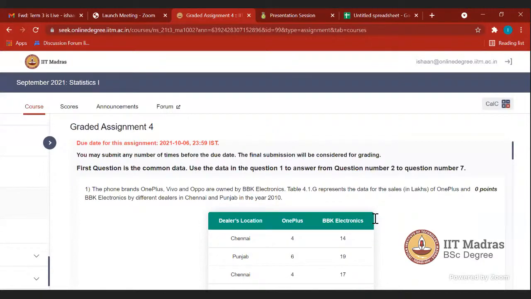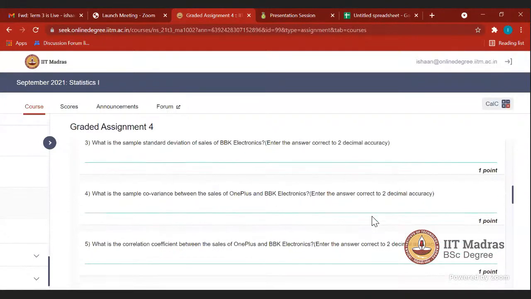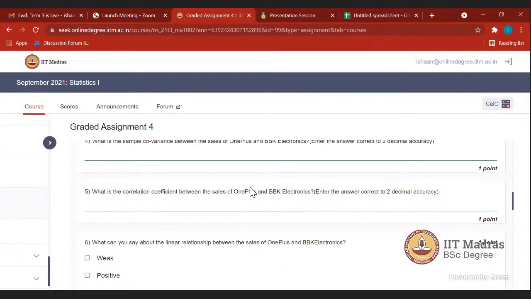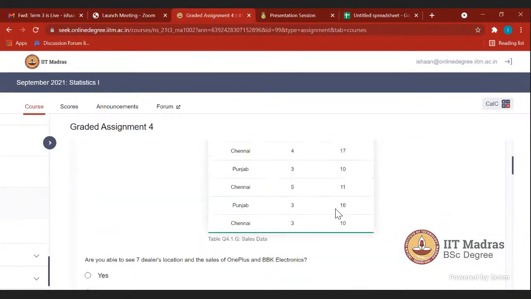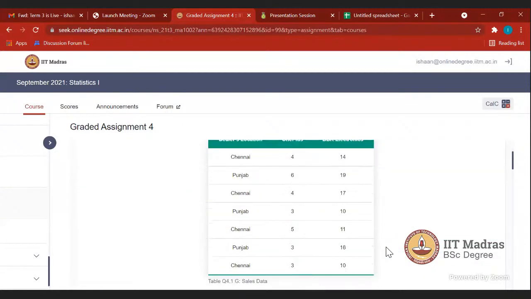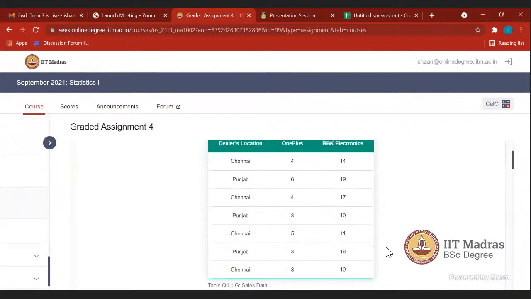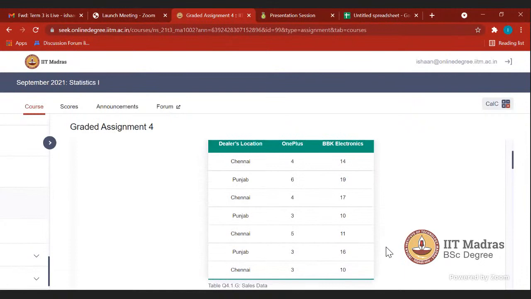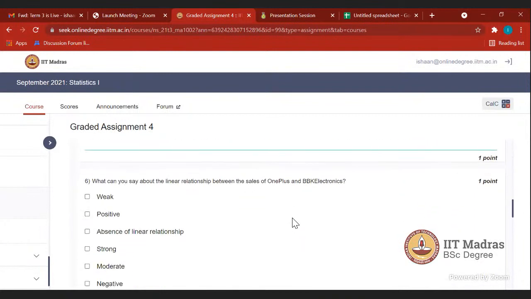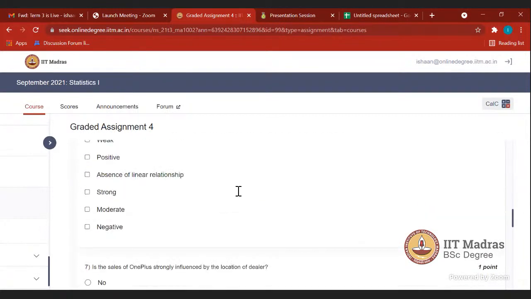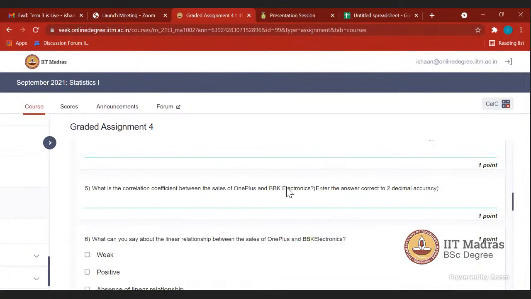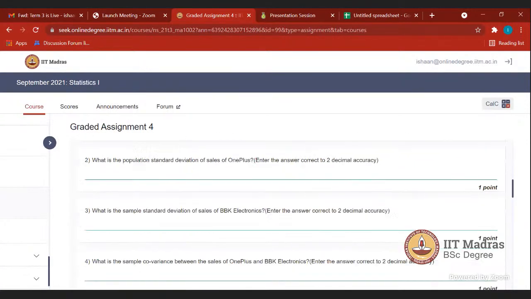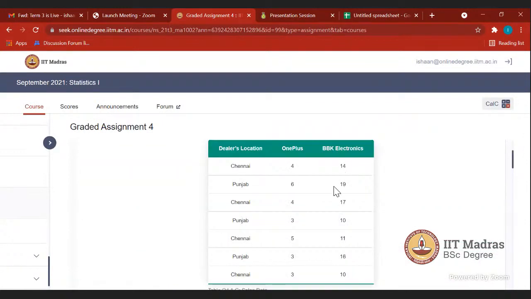Which question? Question number 5. You have to find the correlation coefficient between these two. Yes, this is the data. In your example there is a company A and company B. I just want to discuss the approach. It's the correlation between 1 plus and BBK Electronics. 1 plus is the second column and BBK is the third. Both are numerical variables. Just find the correlation.